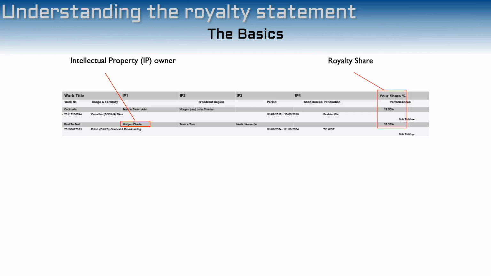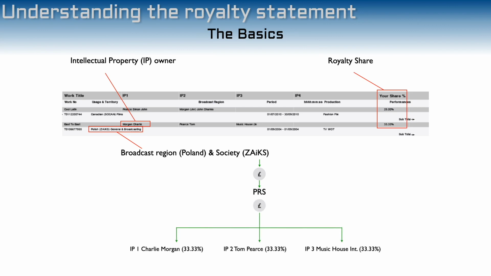The royalty share section is individual. It refers only to the share for the person for whom this statement is intended. The broadcast region also shows the society making the collection and therefore passing payments on to PRS, who then make the distribution according to our contracts.